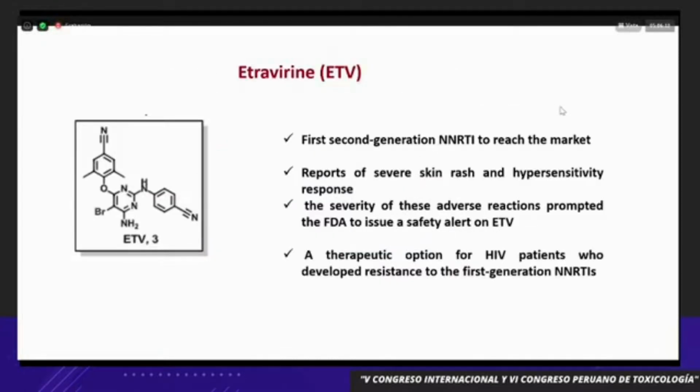Etravirine was the first second generation non-nucleoside reverse transcriptase inhibitor to reach the market. Actually, it was developed to overcome the ADRs that are induced by efavirenz and nevirapine. However, post-market reports on severe skin rash and hypersensitivity reactions have prompted the FDA to issue a safety alert on etravirine. So we tried to identify some potential bioactivation pathways of this drug.